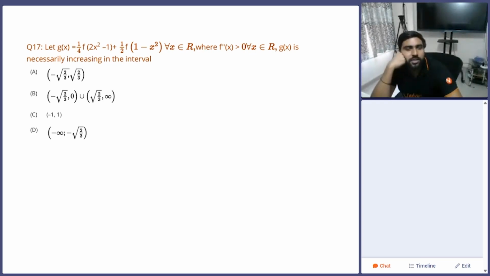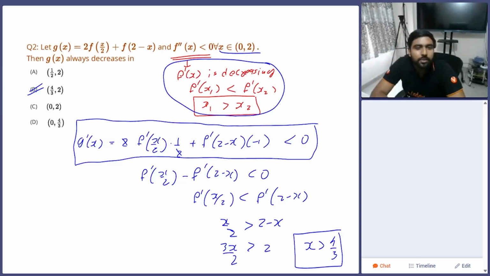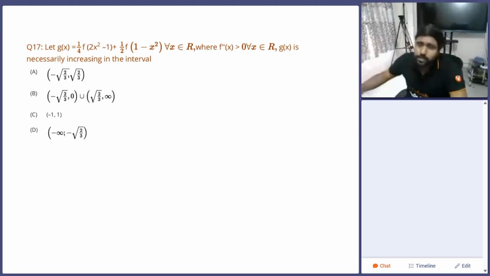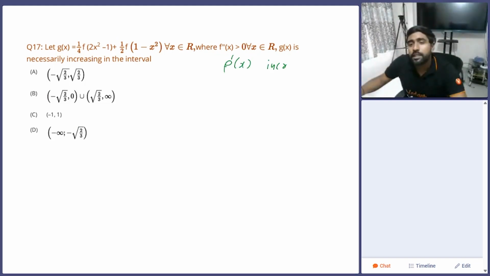So our function g of x. So this is very similar to that. I believe, which question was it? I think second question, third question. Yeah, the second question. So very similar logic, I think, will be applied over here as well. Over here, there's a slight change in the question. F double dash of x is said to be greater than 0, which means your f dash of x now is going to be an increasing function. So f dash of x1 greater than f dash of x2 means x1 will be greater than x2.